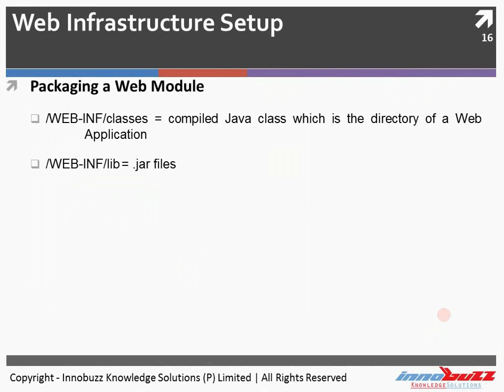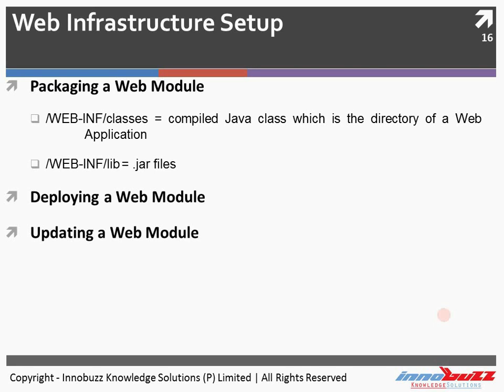Packaging a web module. As you saw earlier, we have the WEB-INF classes folder which involves all combined Java classes, which is the directory of a web application. This folder will involve all Java source files and compiled classes. And there is the lib which contains .jar files. Next is deploying a web module. Deploying a web module can be done through Eclipse, one of the IDEs, integrated development environments, or through the Ant utility, or also it can be through the administration console.